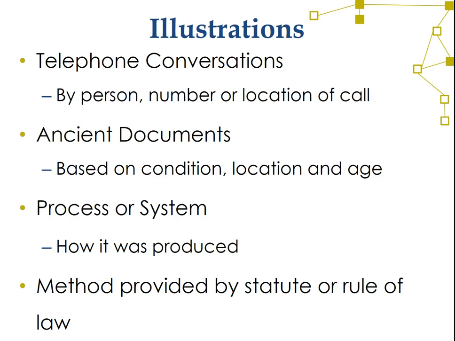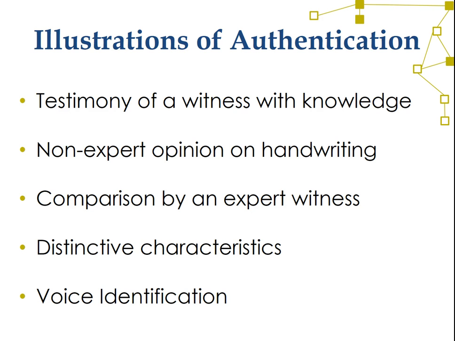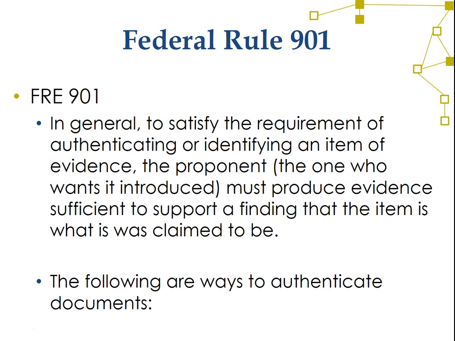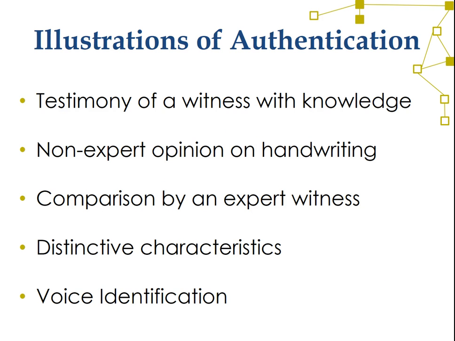or process or system, which is evidence describing a process or system and showing that it produces an accurate result. And then the last one, method provided by statute or rule of law. And this would be any method of authentication or identification allowed by a federal statute or rule prescribed by the Supreme Court. So these are just some illustrations, if you will, that we've gone over, okay, that talk about ways to authenticate documents. And those are on page 211.